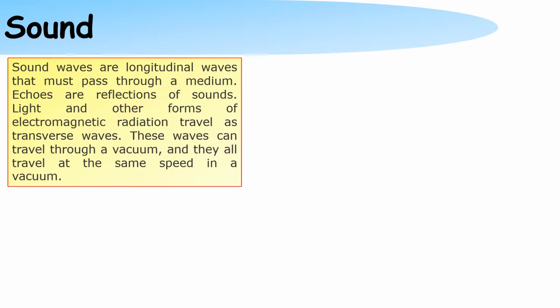Sound waves are longitudinal waves that must pass through a medium. Echoes are reflections of sound. Light and other forms of electromagnetic radiation travel as transverse waves. These waves can travel through a vacuum, however, sound cannot.